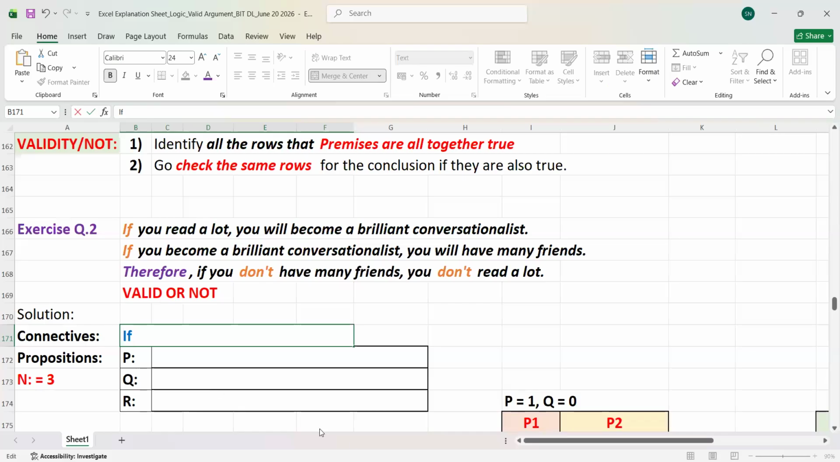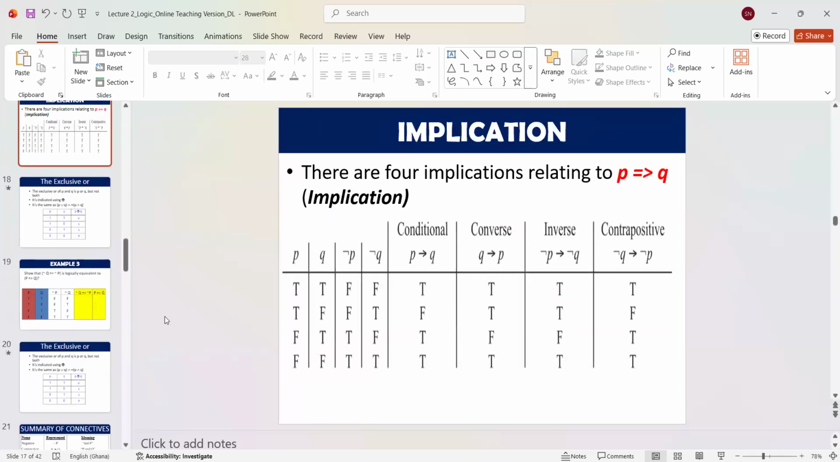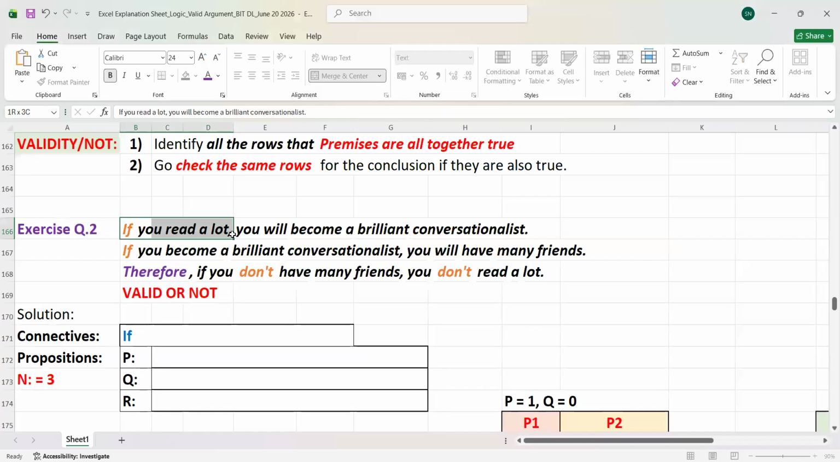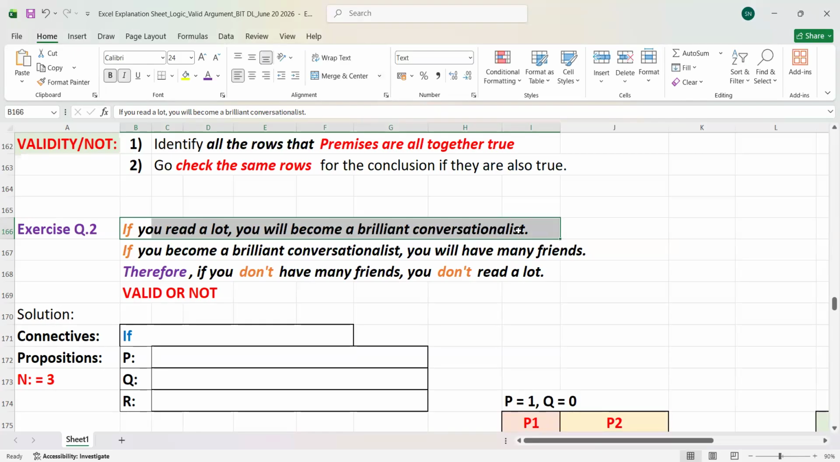In the PowerPoint, remember that I told you, I hope you can relate, if and then can be written in the form of, look at it, if P then Q. You can see then in the statement. Or they can use if P, but you will not see then. You rather see comma Q. So the example that I'm showing you in the Excel right now, you see that they said if you read a lot, comma, you don't see then, but you see you will become a brilliant conversationalist. So this is the second example in the PowerPoint.